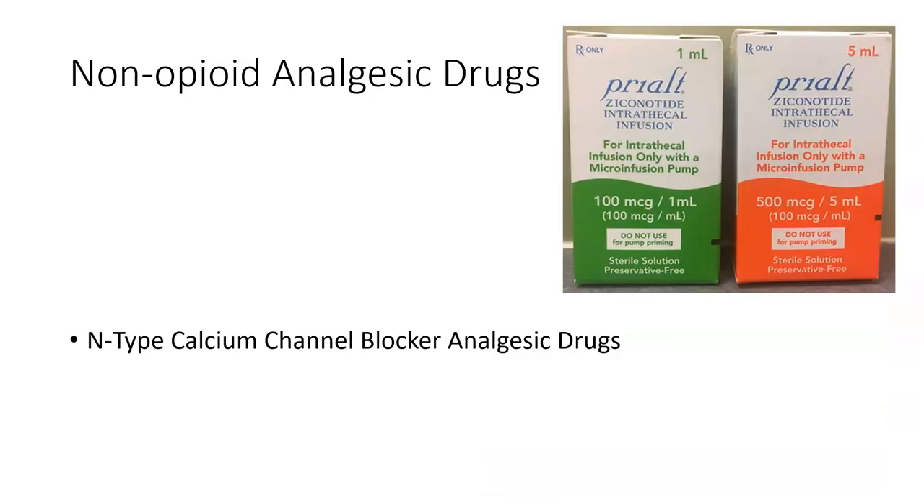The next one is an N-type calcium channel blocker, analgesic. They block nerves in the spinal cord, and these are reserved for severe chronic back pain, and they're actually given intrathecally, which means they're given into that spinal area through an infusion pump. Now, Ziconotide.